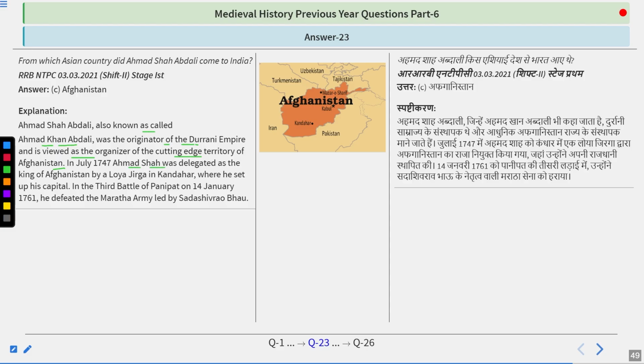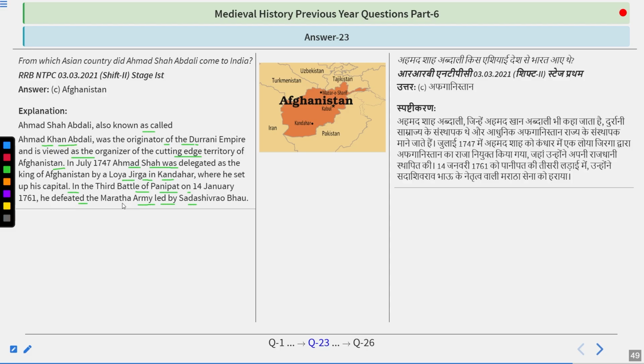In July 1747, Ahmad Shah was appointed as the king of Afghanistan by the Loya Jirga in Kandahar, where he set up his capital. In the Third Battle of Panipat on 14 January 1761, he defeated the Maratha army led by Sadashiv Rao. So this was the time when the Marathas got a setback in 1761. After this setback, they regained some of their territories later on.